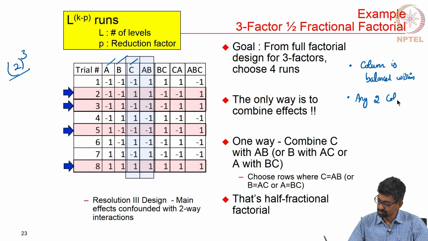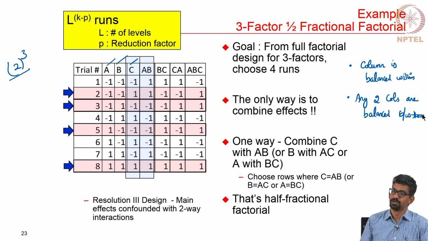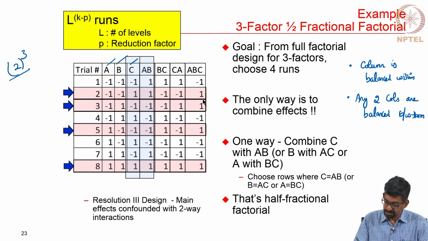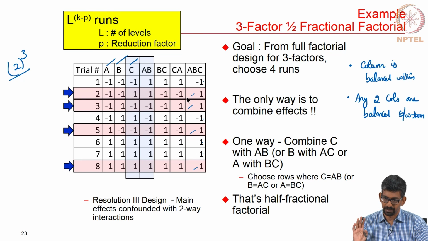Any 2 columns are balanced between them. What is the meaning? You take any column, you can see the number of entries: -1 once, twice, thrice, 4 times; 1 once, twice, 3 times, 4 times. So, -1 and +1 will always be balanced. If that is 3, this also will be 3. If that is n, this will also be n.